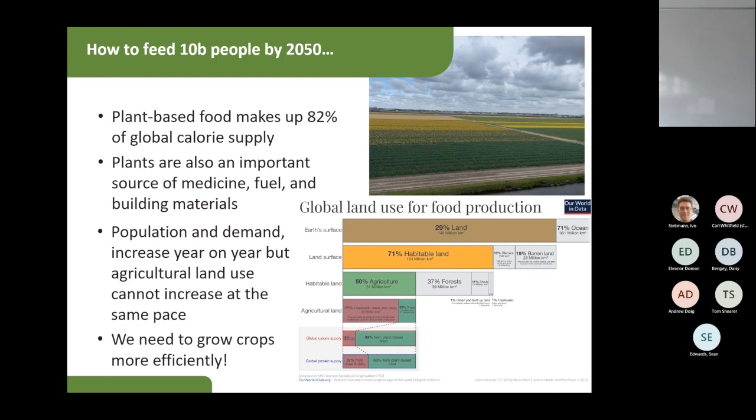But agriculture actually takes up a huge proportion of Earth's habitable landmass. I've got this really nice plot on the right here from Our World in Data, which shows that of the 29% of the Earth's surface that's actually land, 71% of that is habitable land, and a whole 50% of that is slated towards agriculture, which is great for now.